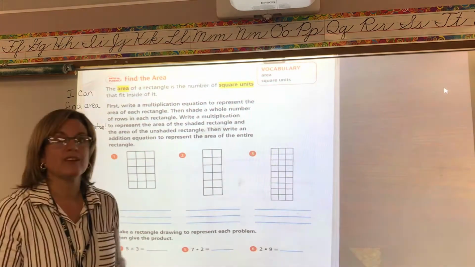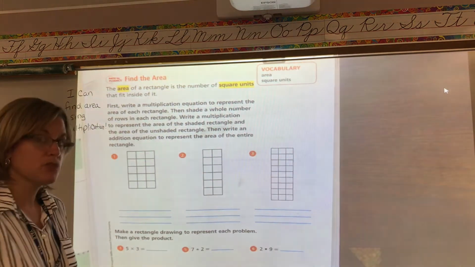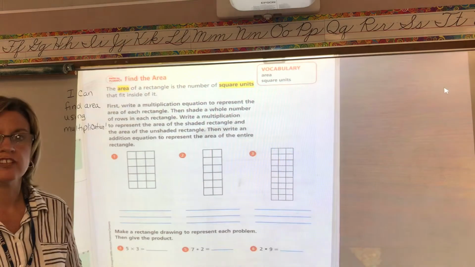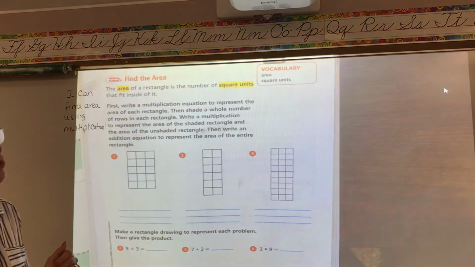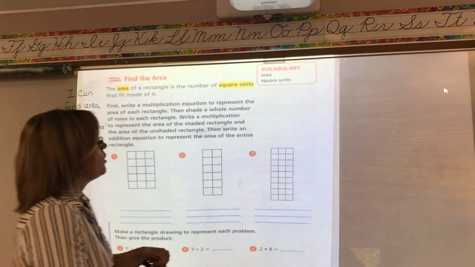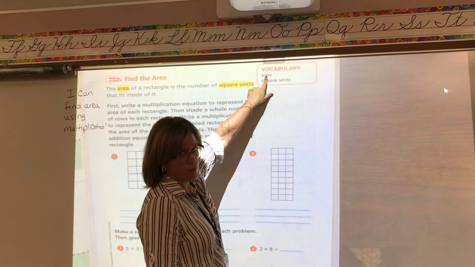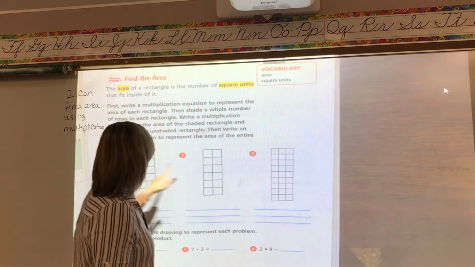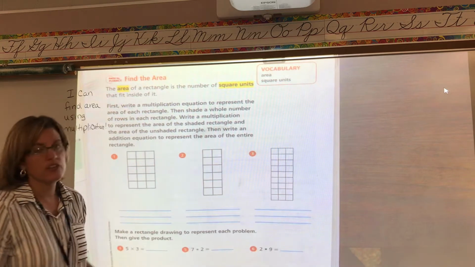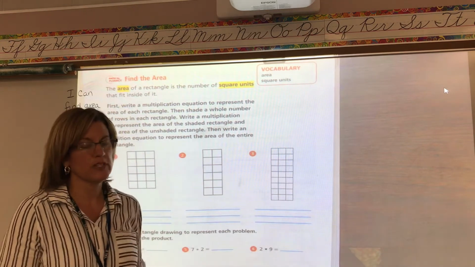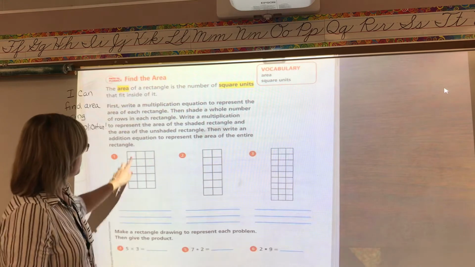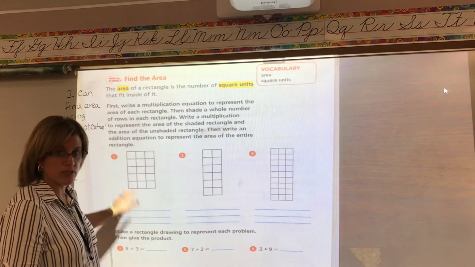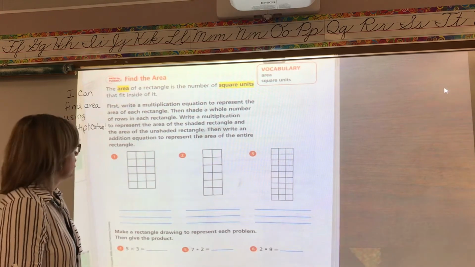This lesson we're going to spend a lot more time on when we're in geometry, but this is our little introduction lesson to it. So it's super important that you try to grasp this concept today. We have two new vocabulary words. One is area and one is square unit. See all these squares? Each one of those is called one square unit. Area is when we try to find out how many square units are inside a shape.